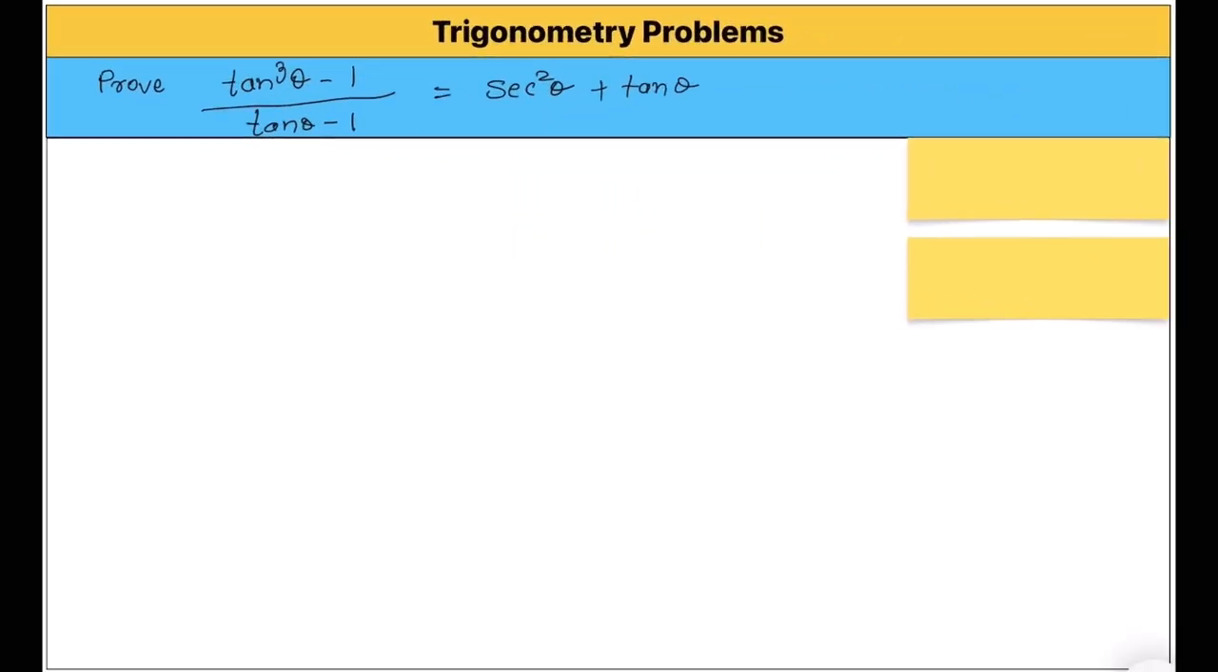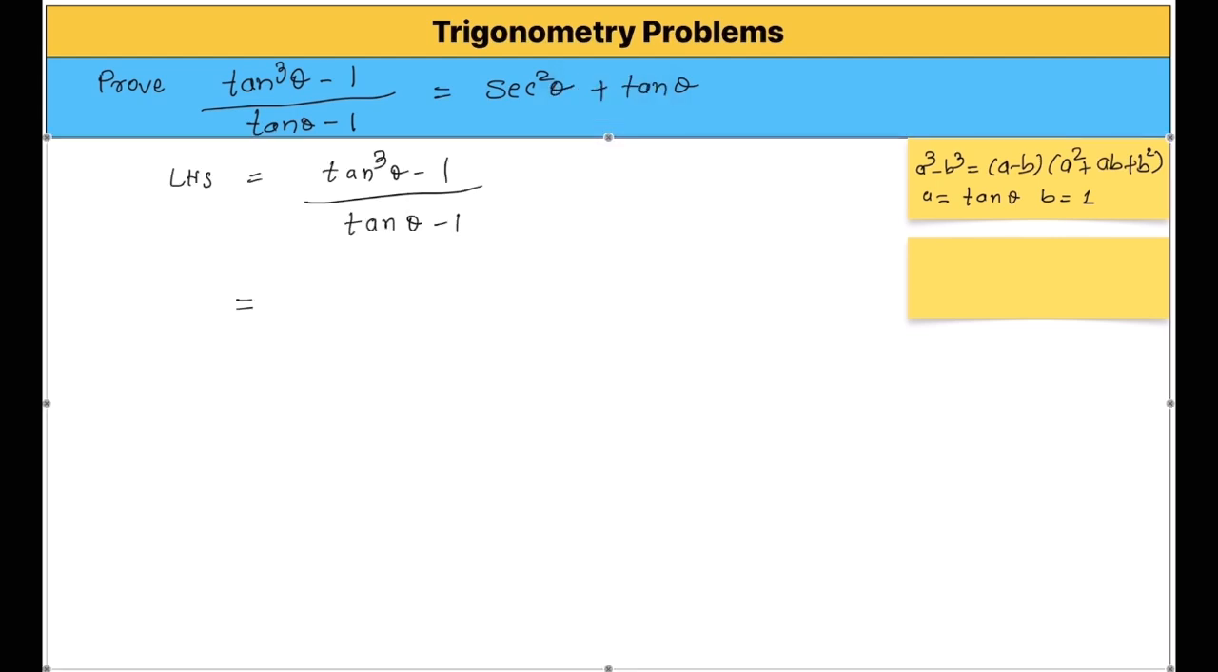Let us solve the next. We have to prove tan cube theta minus 1 upon tan theta minus 1 is equal to sec square theta plus tan theta. I am giving you a hint. We will use a cube minus b cube is equal to a minus b into bracket a square plus ab plus b square. Assume a as tan theta and b is equal to 1. Pause this video and give it a thought. How can we solve this?